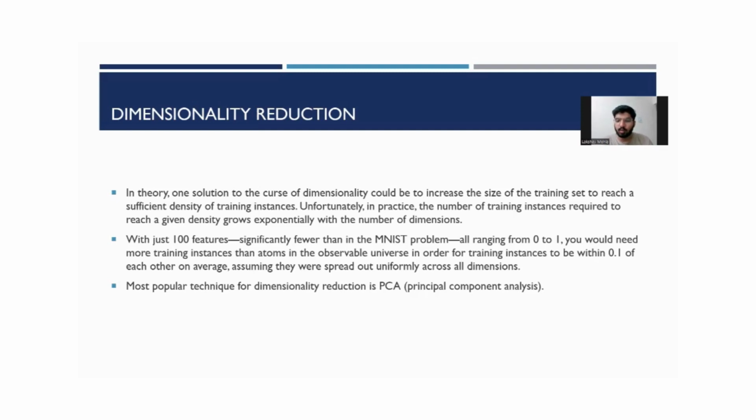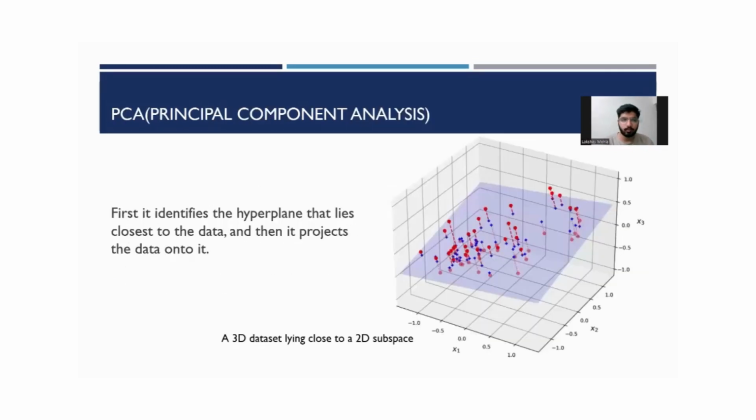And the most popular technique for dimensionality reduction is PCA, principal component analysis. Let's go through it. What is PCA, principal component analysis? If I explain it in simple words, it identifies a hyperplane that lies closest to the data, then it projects the data onto it.